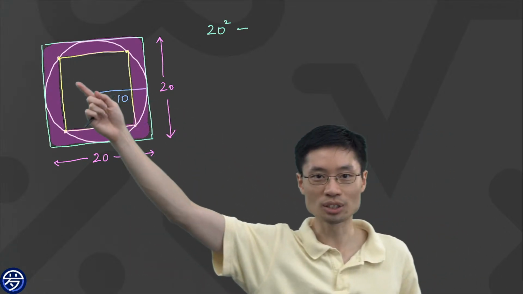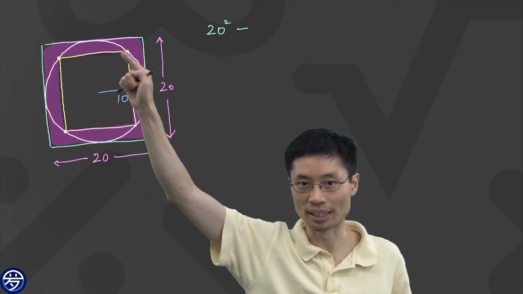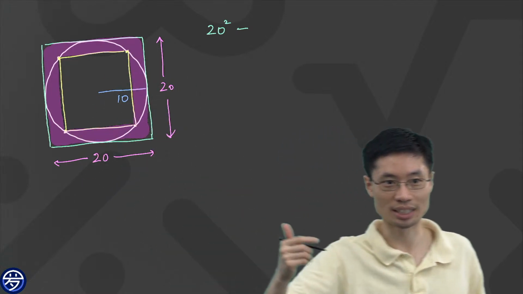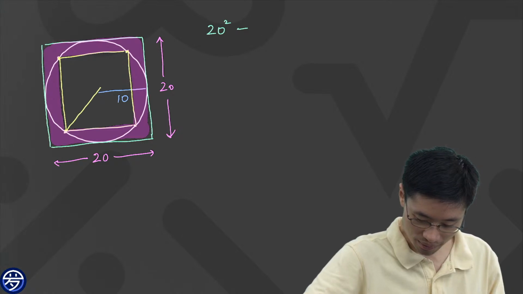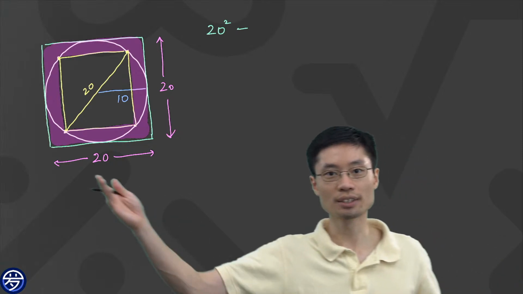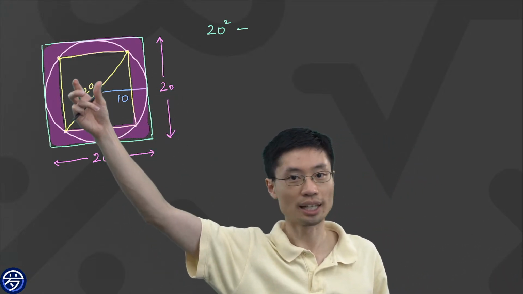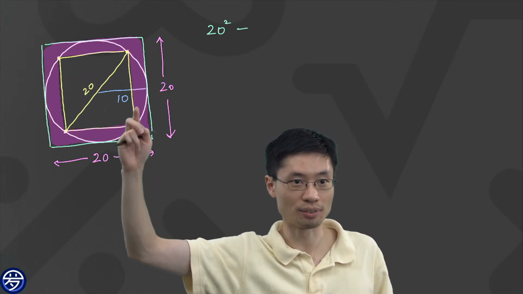Now, the small square inside also has the radius of 10, so I should run the 10 this way. If that's 10, then the whole diagonal is 20. That's how we think of these things. So this is 20. Now, if this is 20, what's the area of the square? Well, I can find the side length. This is a 45, 45, 90 degree right triangle.